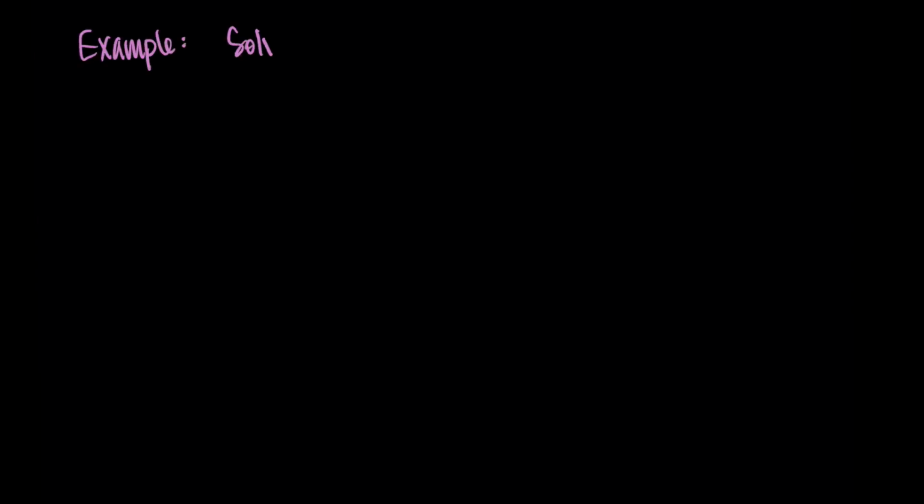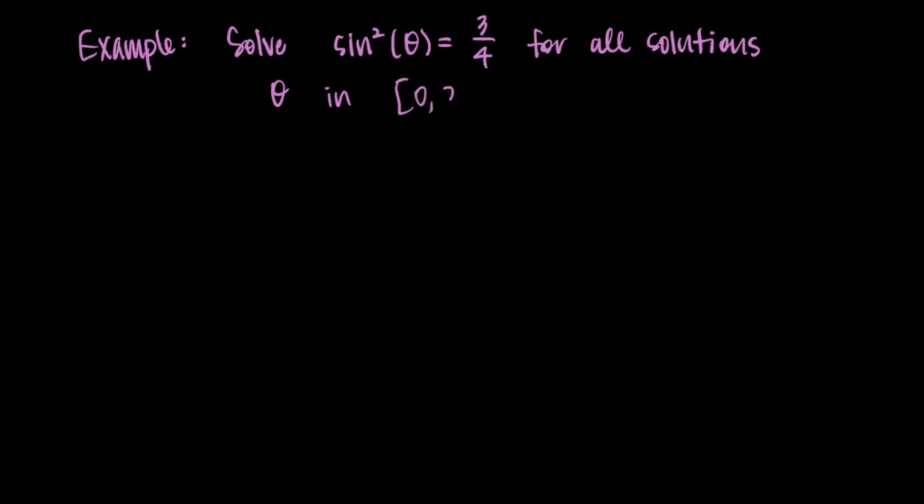Let's try our first example. We're going to solve sine squared of theta equals 3 over 4 for all solutions theta in the interval from 0 to 2 pi. So for these examples, instead of finding all of the solutions using k as an integer and adding the period, we're just going to find the first solutions that are in the one swipe around the unit circle. So we're going to just find the angles from 0 to 2 pi that work for this.